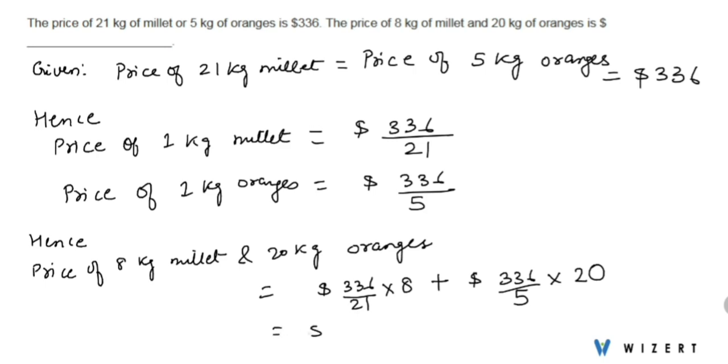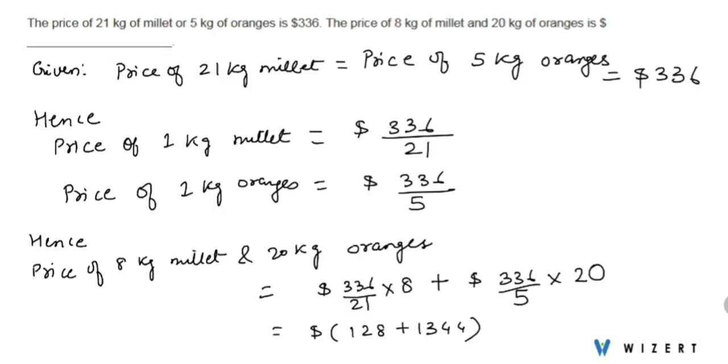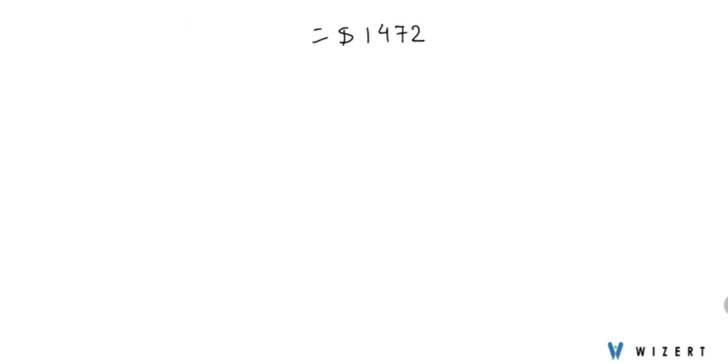Let us simplify this. So this will be equal to this, and if we add these values, this is equal to $1,472. So this is the price of 8 kg of millet and 20 kg of oranges.